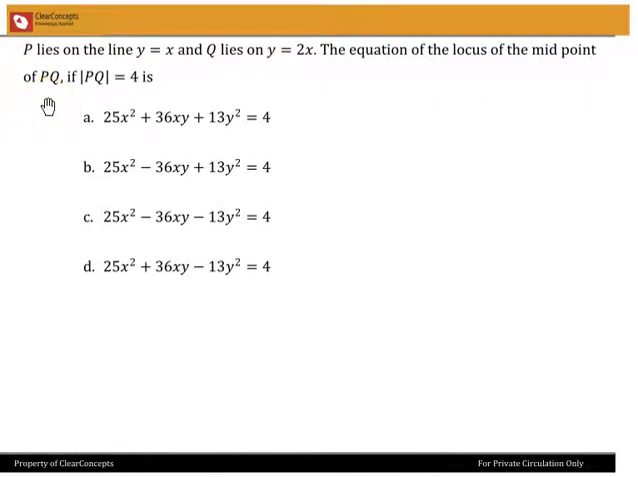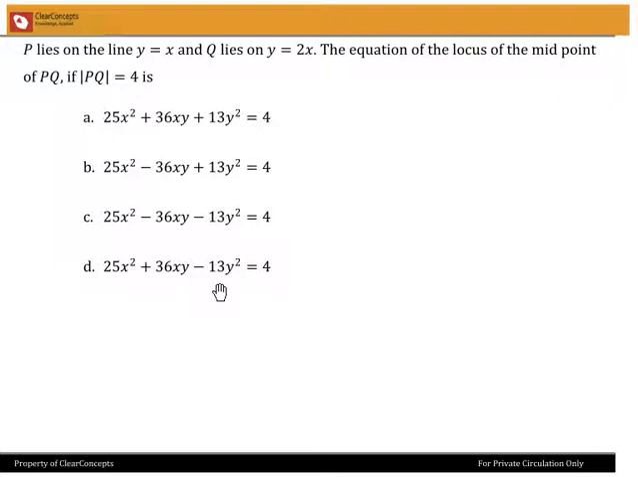Okay, this problem seems to be a difficult one for many students. P lies on the line y equal to x, Q lies on y equal to 2x. The equation of the locus of the midpoint of PQ, given that mod PQ is equal to 4, is, and we've got given 4 options.